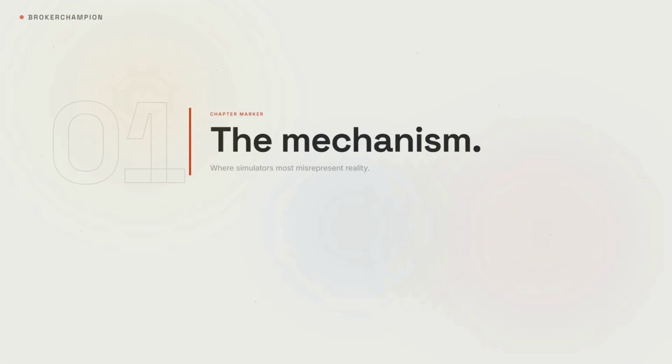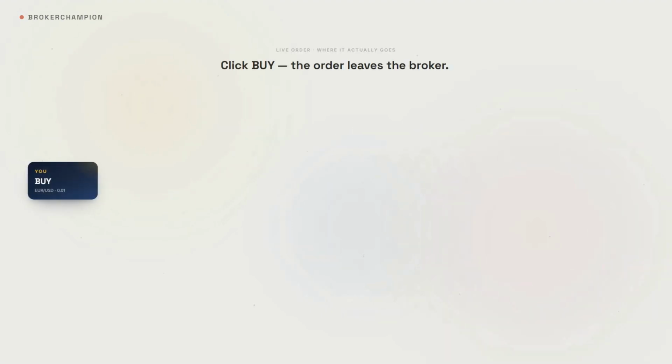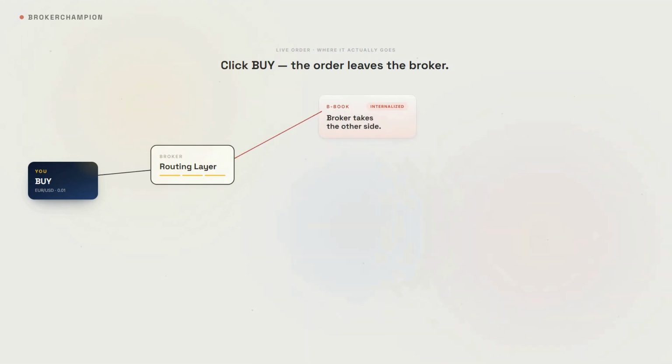First, the mechanism. The part where simulators most misrepresent reality. When you click buy on a live account, the order leaves the broker. It gets internalized. The broker takes the other side itself, that's B-book, or routed externally to a market maker, an exchange, or an ECN to match against resting orders, that's A-book. The price you actually get depends on what's sitting in that book at that microsecond and how fast your order travels. Slippage, partial fills, requotes, all possible, all real.